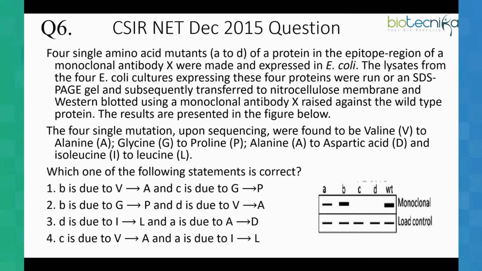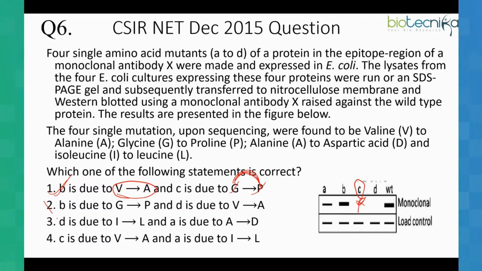Okay. And it is possible that valine to alanine is correct, because valine and alanine are both non-polar amino acids. Now, C can be due to glycine and proline, that is correct, because these are completely contrasting. And we can see also in C there is nothing, no bands, which means they should be contrasting.